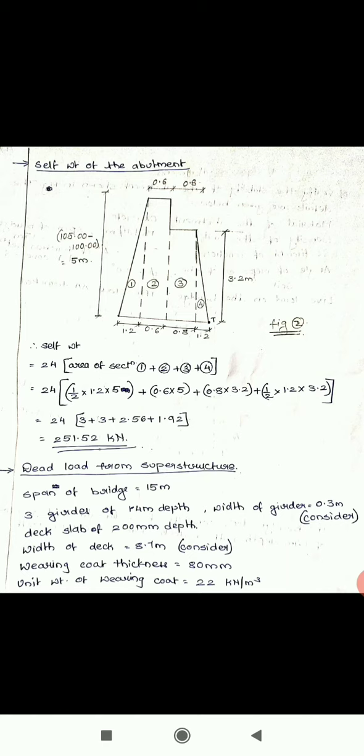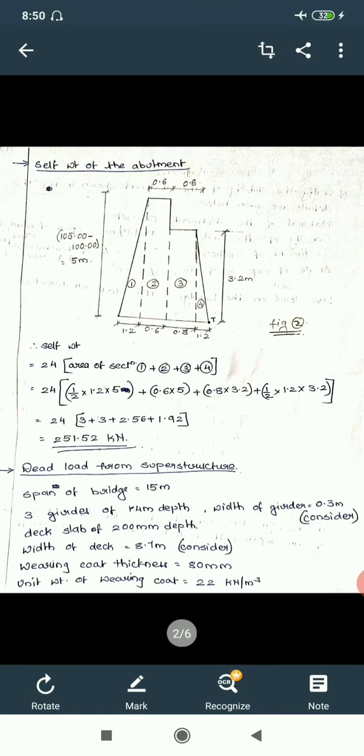So to get the self weight, I have taken 24 as the density of concrete. Then it will be equal to 24 into area of section 1 plus 2 plus 3 plus 4. I have divided this entire abutment into 4 sections, as it will be easy for us to calculate the area. So the first section is half base into height, as it's a triangle. So it is half into 1.2 as the base and 5 meters as the height.